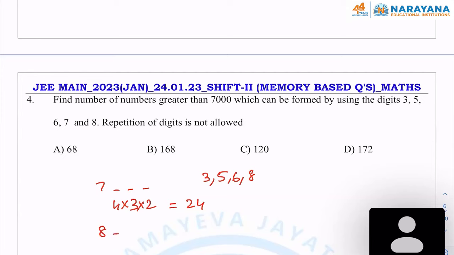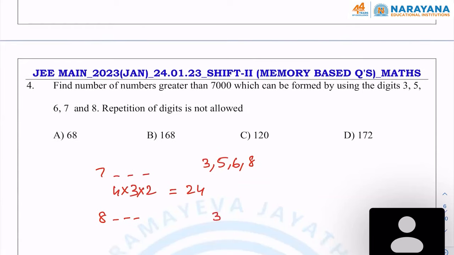Next, I will find all the 4-digit numbers which are starting with 8. Okay, I will follow the similar procedure. This digit can be filled with any one of the 4 digits available, which are 3, 5, 6, 7, so 4 into the next digit. It can be filled with any one of the remaining 3 digits. So 4 into 3 into 2. So again, we are getting 24.